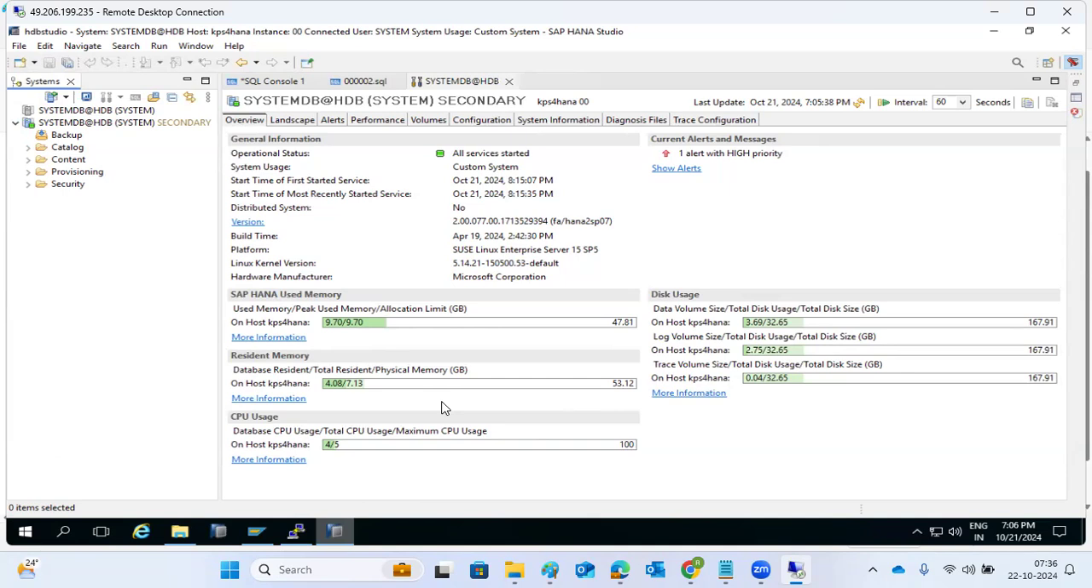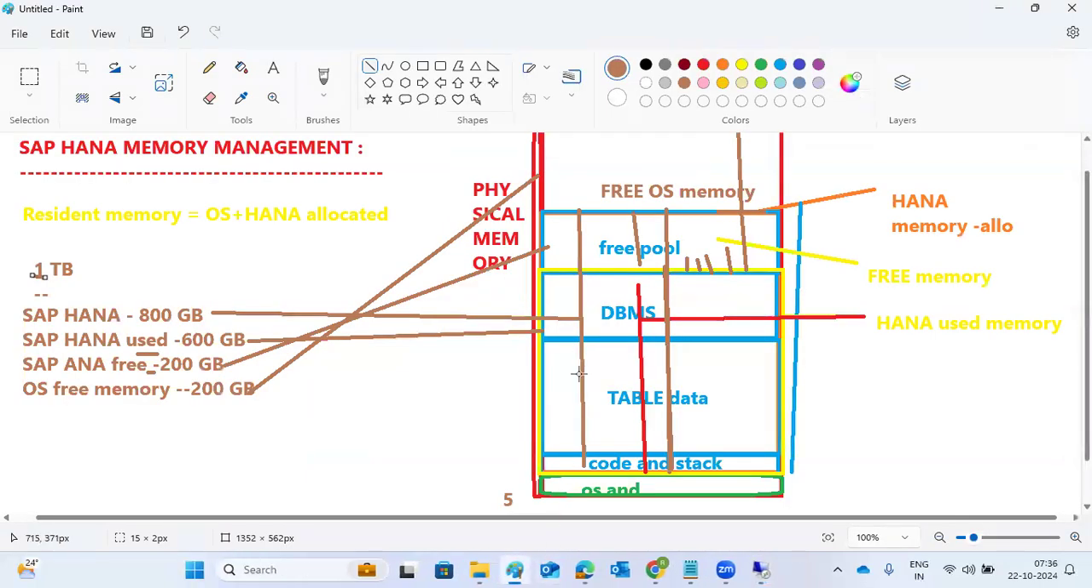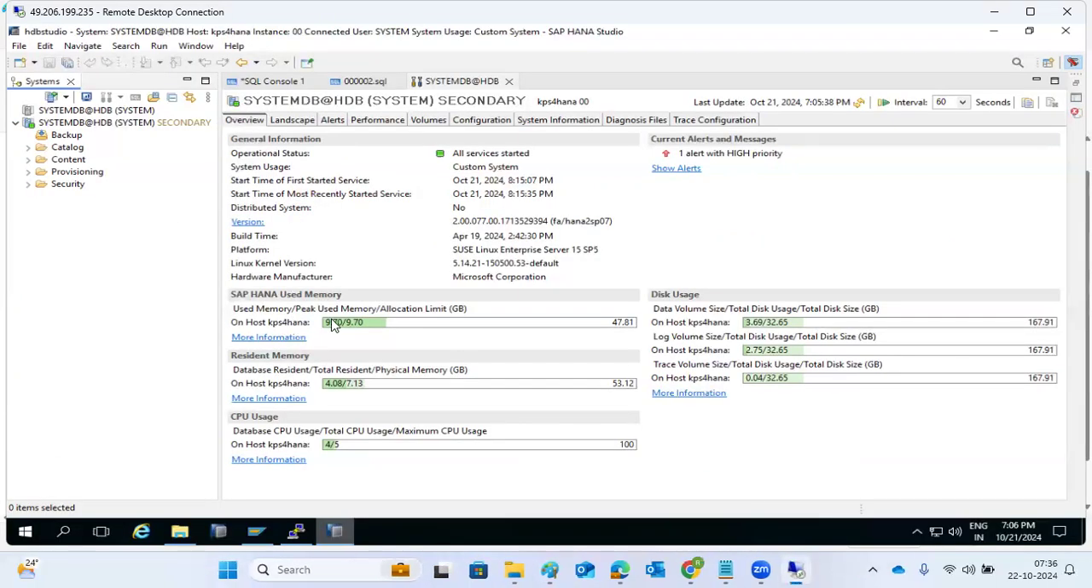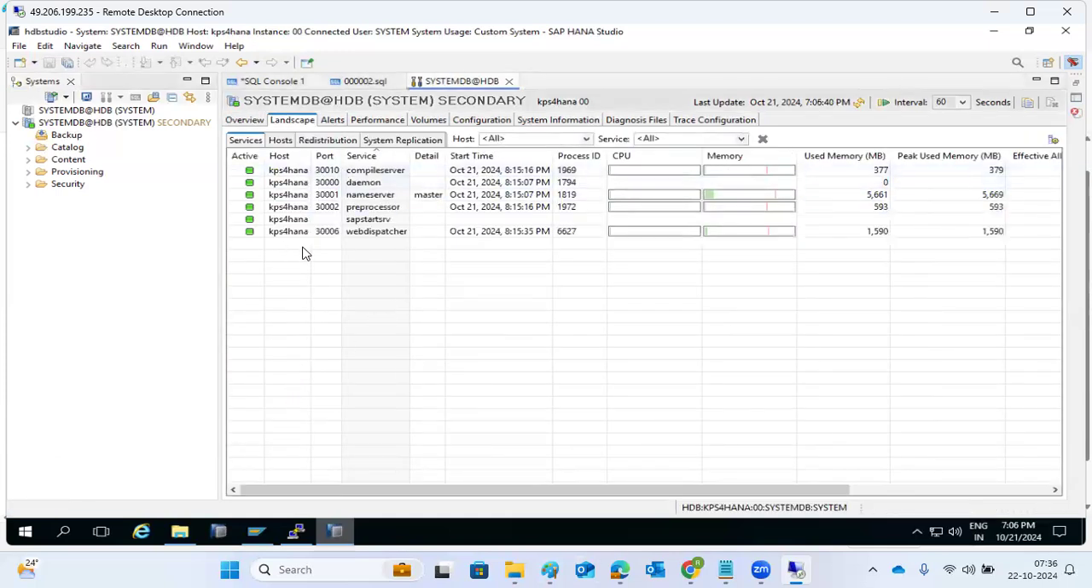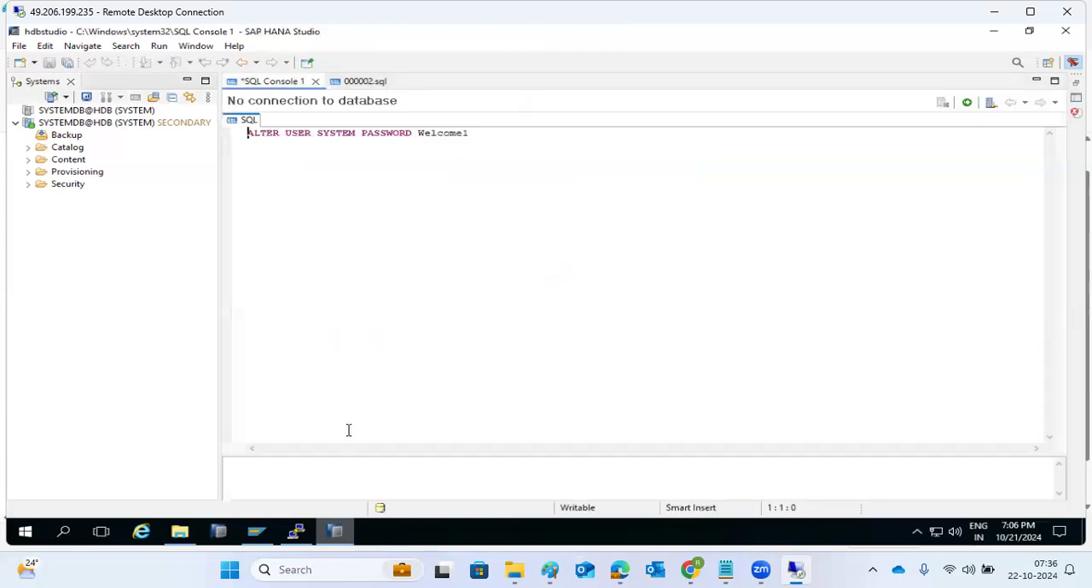When the reserved memory is actually 4 GB, no? Actually, HANA memory is using 9 GB, but the resident memory is only 4 GB. But actually it should be more, no? Because it is OS plus HANA memory. But in the graph it was showing HANA as 9 and resident memory as using only 7. Actually, it should be more. Why? Because it should include everything here. The resident total it will show, so it should do the total.